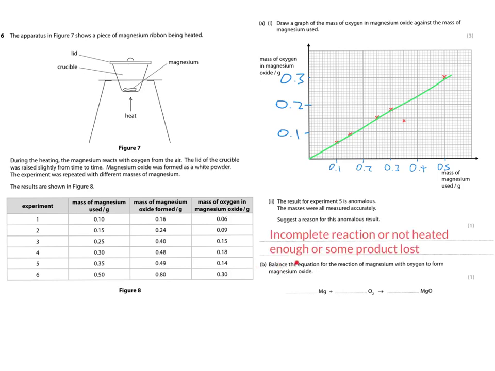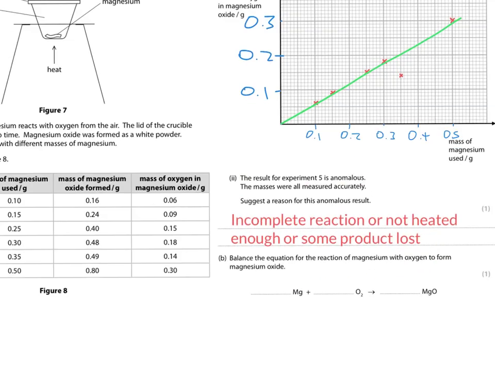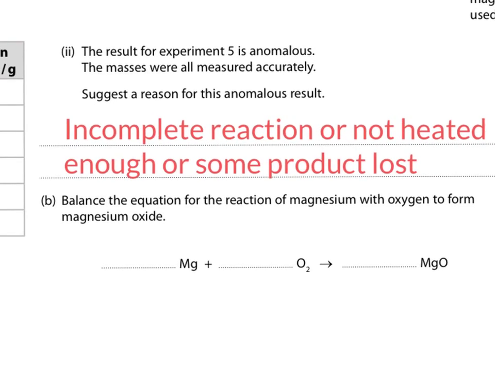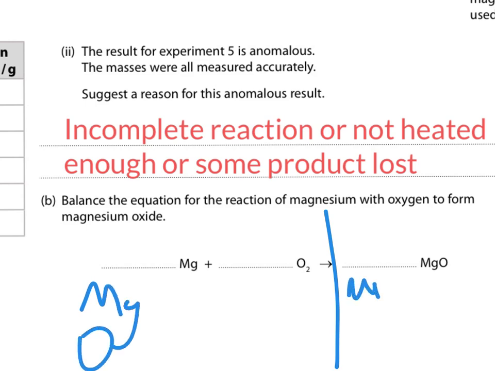In part B, it says balance the equation for the reaction of magnesium with oxygen to form magnesium oxide. Okay, let's zoom in here a little bit. We draw a line down here. On the left-hand side, we've got some magnesium and some oxygen. On the right-hand side, we're also going to have magnesium and oxygen. On the left-hand side, I've got one magnesium and two oxygens, and over here I've got one magnesium and one oxygen. For balancing equations, we're only allowed to times stuff, and we're not allowed to divide.